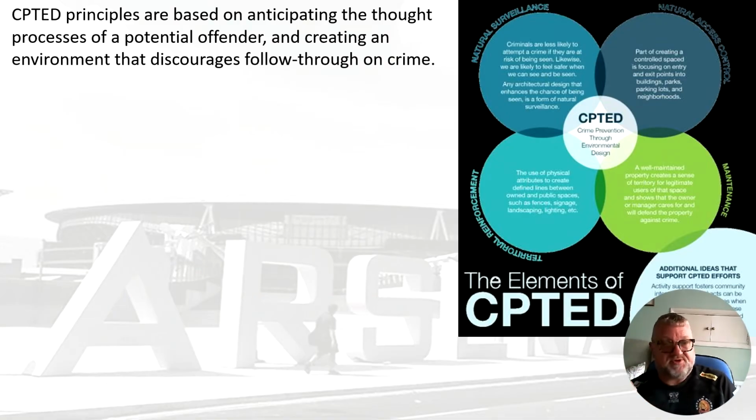CPTED principles are all about anticipating the thought processes of a potential offender and creating an environment that discourages follow through on crime. It's got a slight link to right realist rational choice theory, the idea that criminals weigh up the pros and cons of committing a crime. They'll think about the area, where they're likely to be seen, whether it's safe, whether they're more likely to be caught when deciding whether or not to commit a crime. And CPTED draws on that.